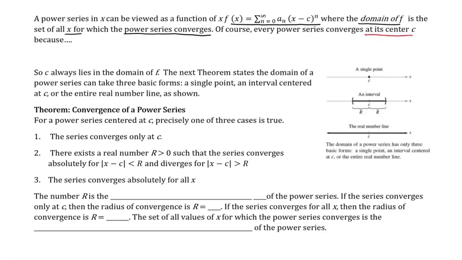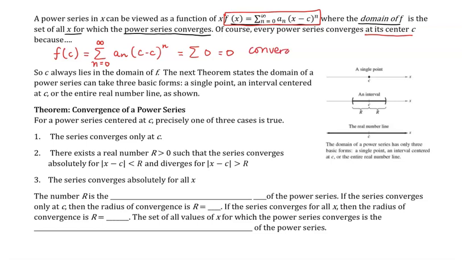And the reason they will converge at their center is because if I take this general expression for a power series that is centered at c, and I want to see what is happening to this function when x is c, I now have the sum from n equals 0 to infinity of a sub n times (c minus c) to the nth power. Well, that's just the sum of 0, which is equal to 0, and that's definitely converging. That's just a single number. So a power series is always going to converge at c. c will always be in the domain of a power series.